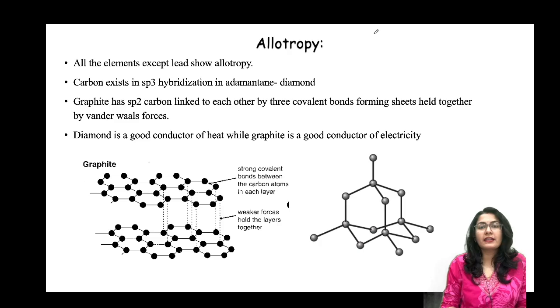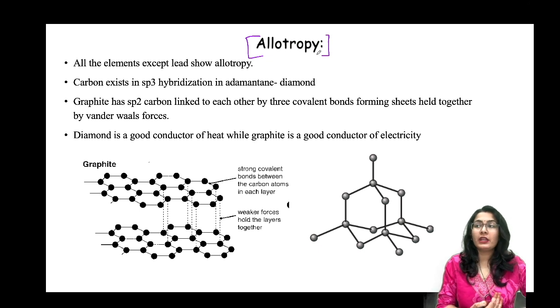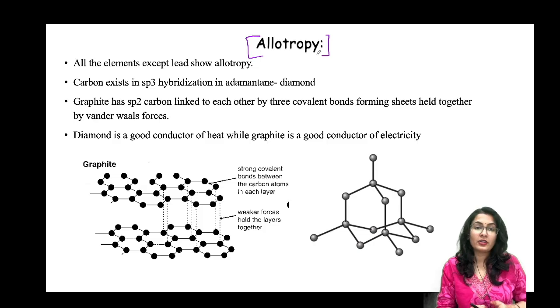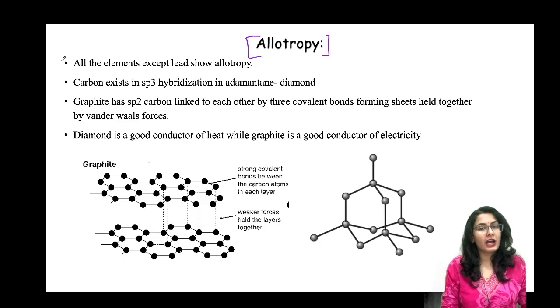So guys, there is a lot to talk about while we are talking about the whole group. There is allotropy, there is formation of some specific compounds or specific allotropes, and the silicates, many important things to talk about. Okay, chalo. So first of all, allotropy of carbon. We are talking about carbon. Now, all the elements except lead show allotropy.